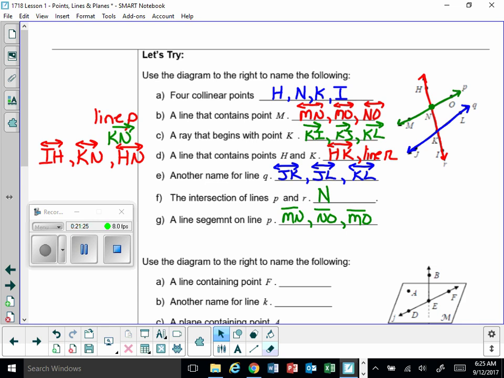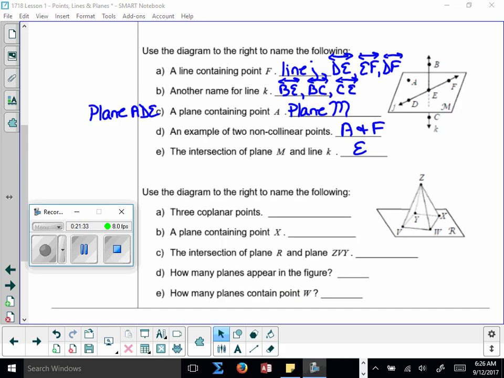I want you to try the next one on your own, so pause the video and then pick back up after you've written down your answers so you can check your work. Alrighty, check your work. You only had to come up with one answer for each of these. So in A and B and C, you didn't have to list all of them. In C, I couldn't list all of them.